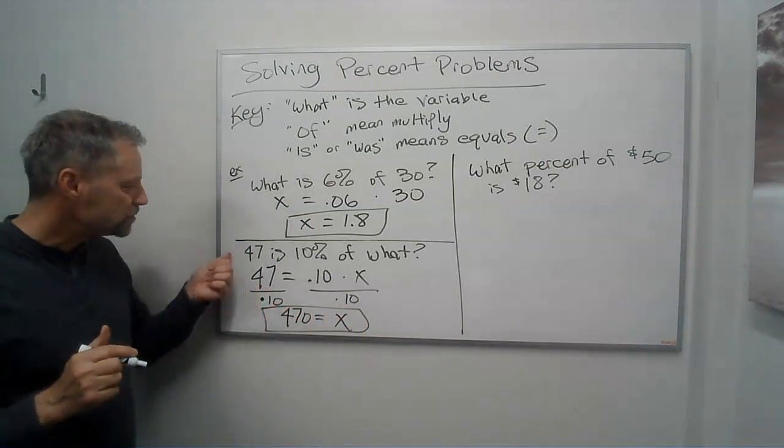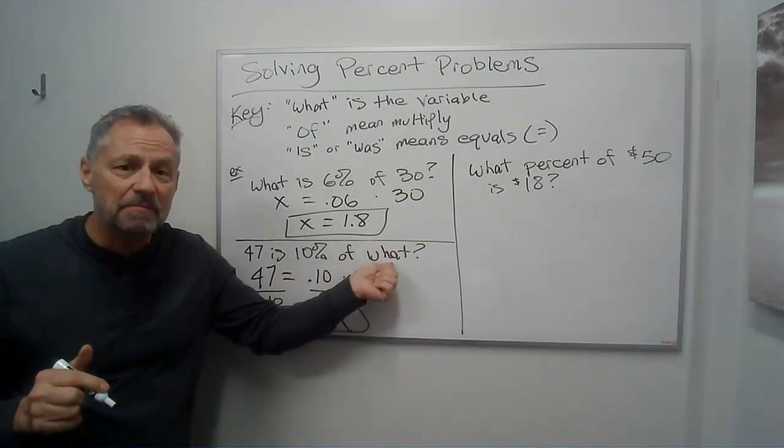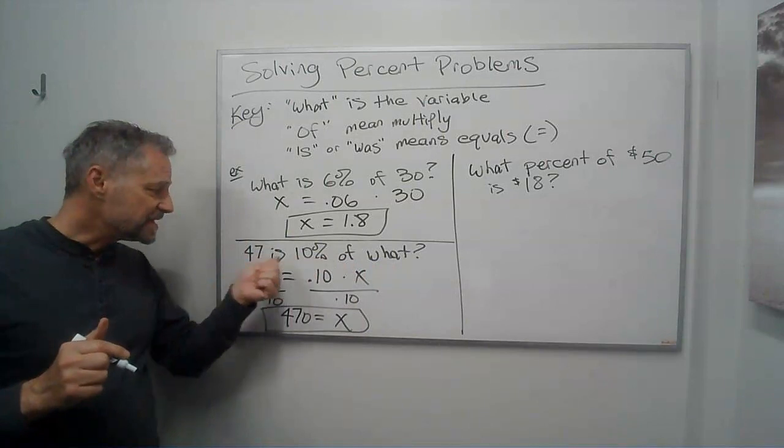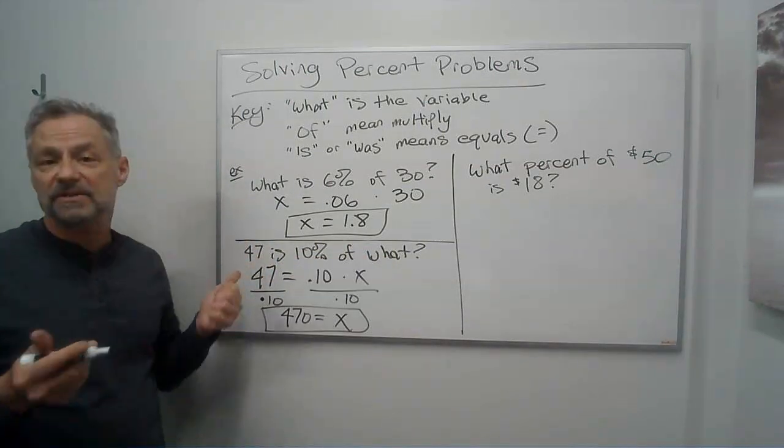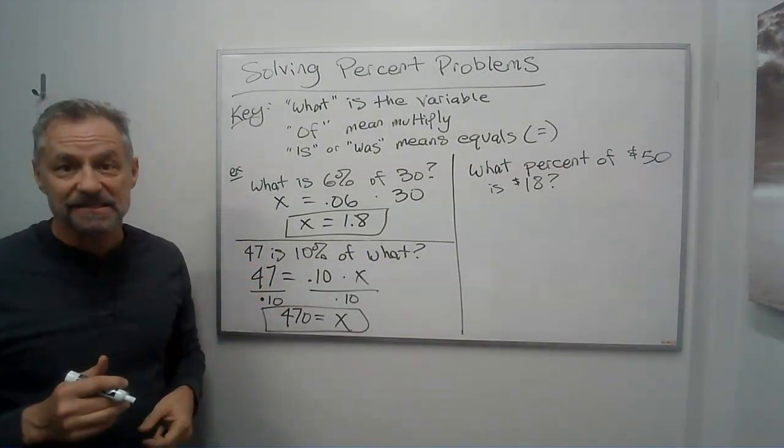Does it make sense? Well, 47 is 10% of what number? Well, it's got to be a much bigger number than this. Oh, 10% of 470 is 47. Yeah, hopefully that makes sense.